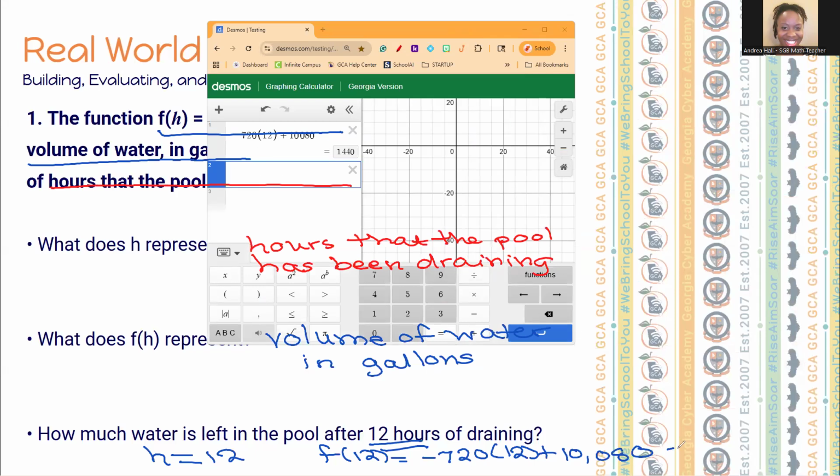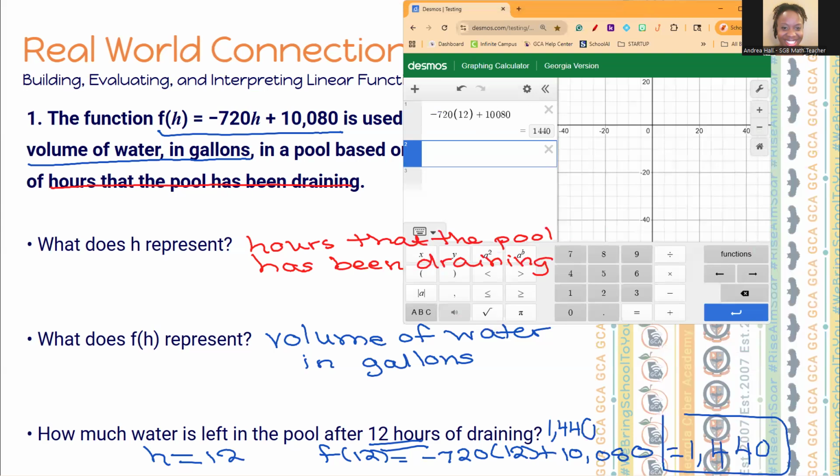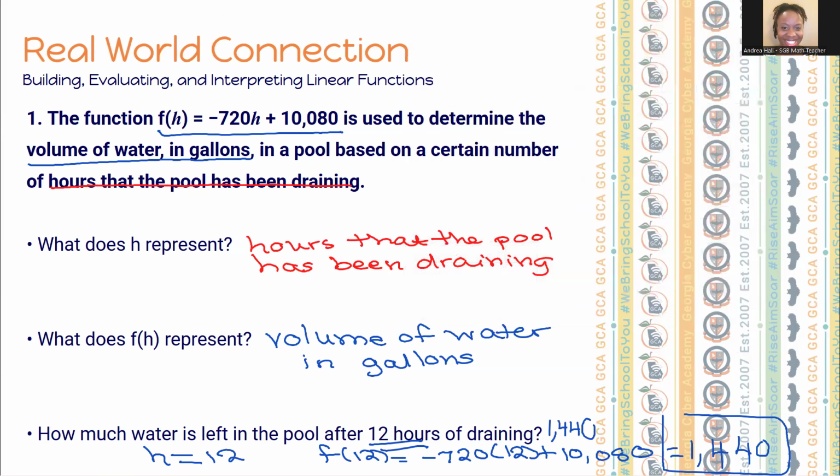So that's my answer. How much water is left in it? 1,440 gallons is left. And that makes sense because it's draining, so you shouldn't have more, you should have less. So how much is left? 1,440. All right, so notice when I put this in my calculator, I do not put the function notation f of 12. I just put in what it's equal to. Okay, so see what I put in here? And that's your first problem.